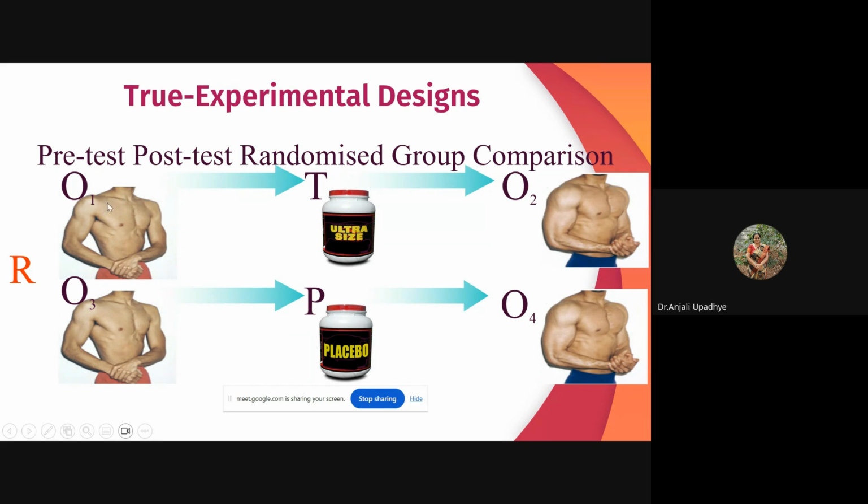Before the treatment, experimental group is there. Before the treatment, data has been calculated. Ultra size is given. Again, the O2 after the treatment. Before the treatment, before the placebo is given, the O3 observation is covered. O4 is given. So we are using here the before-after pre-test, post-test for the one group. Here for the second group, before after, again the post-test. But we need to compare between O1, O3 also and O2, O4 also.